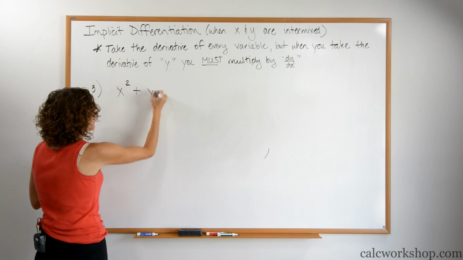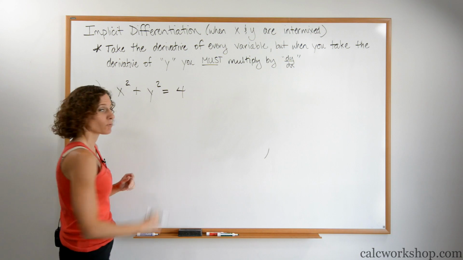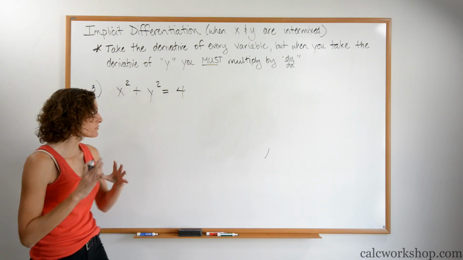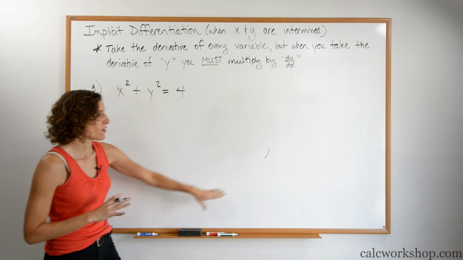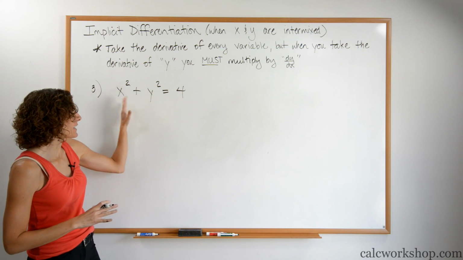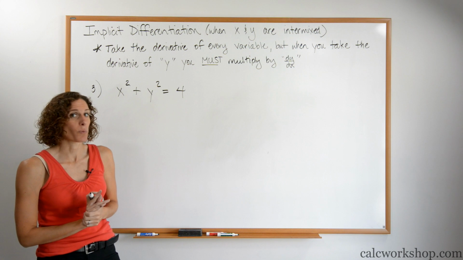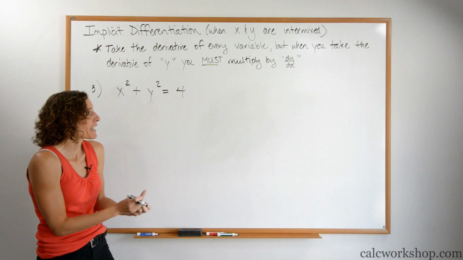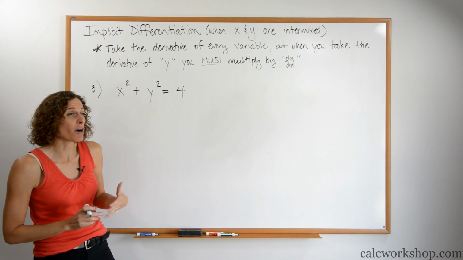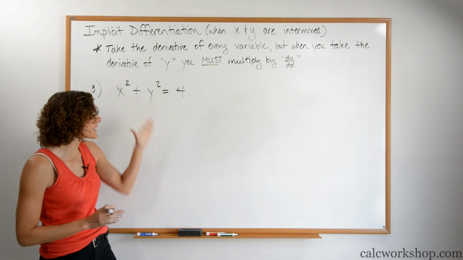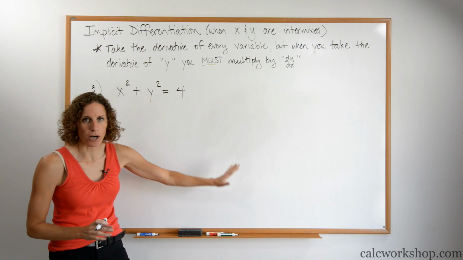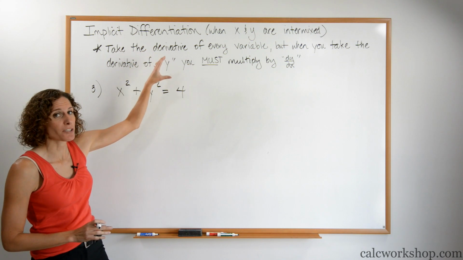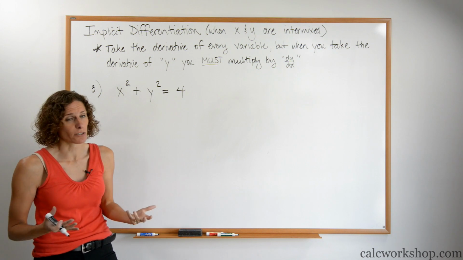X squared plus y squared equals 4. This is a circle centered at the origin, radius 2, all the way around. We have a choice. As of this moment, x's and y's are on the same side. We're so used to having y by itself, and we absolutely can do that. We can get y by itself and then take our derivative, and I'll show you that. And then I'm going to show you how implicit differentiation makes things so much nicer.